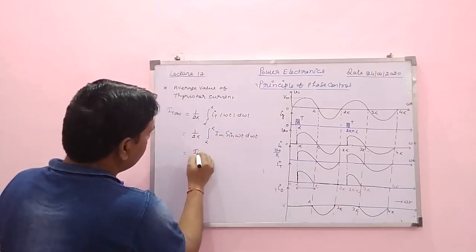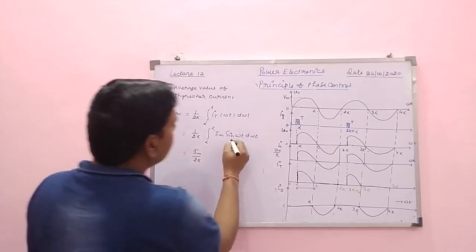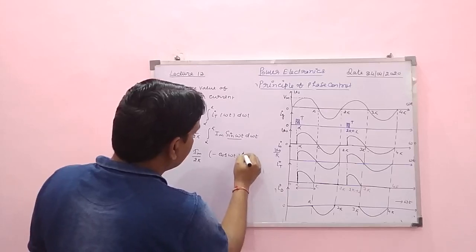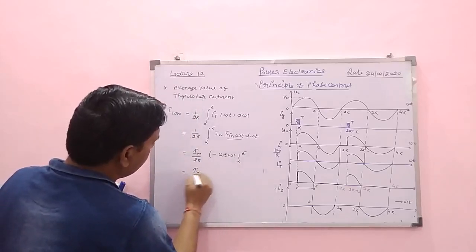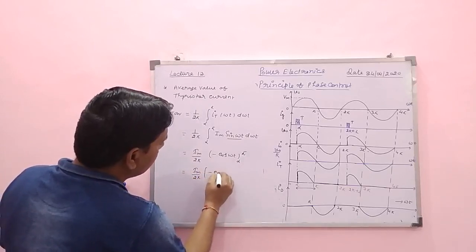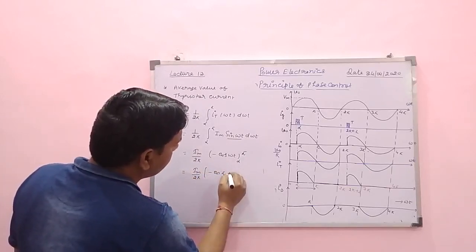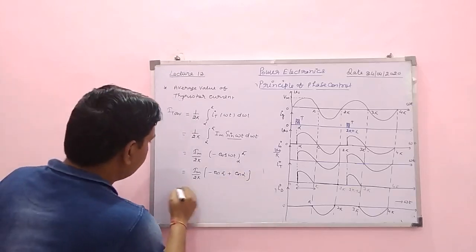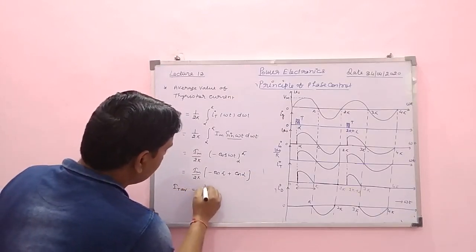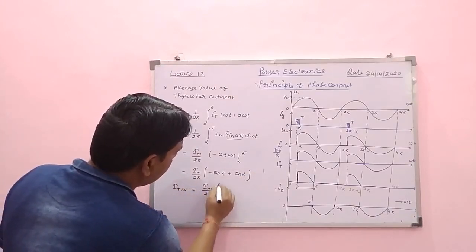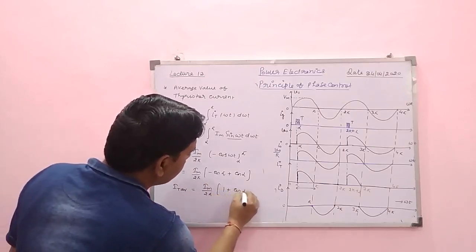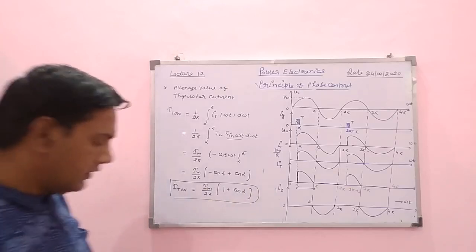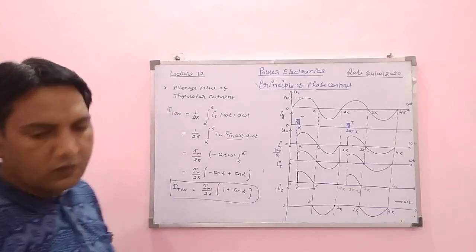So this is 1/2 pi, alpha to pi, Im sin omega t, d omega t. So it will be Im upon 2 pi. The integration of sin omega t is minus cos omega t, with limit alpha to pi. So it will be Im upon 2 pi into minus cos pi plus cos alpha. So IT average is equal to Im upon 2 pi into 1 plus cos alpha. This is the average thyristor current.